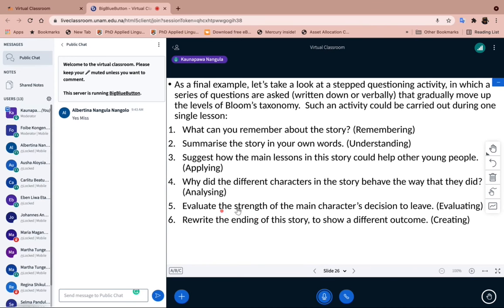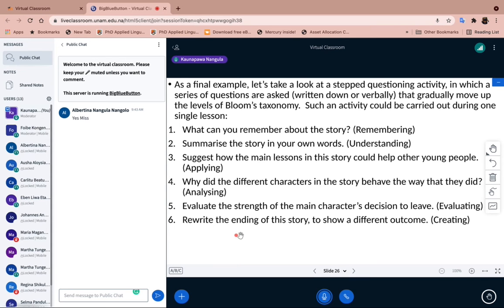And then evaluating. Evaluate the strengths of the main character's decision to leave. Like, why did the main character leave? Now they are critiquing; they need to critique the decision by looking at the strength of why the character left and why this is a good thing, for example. And then number 6, rewrite the ending of this story to show a different outcome. Rewrite the ending.